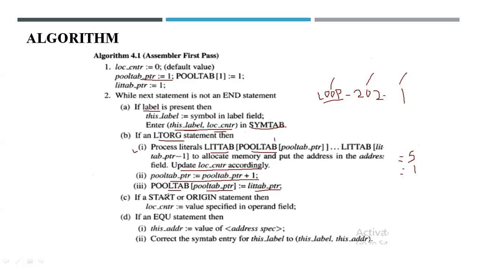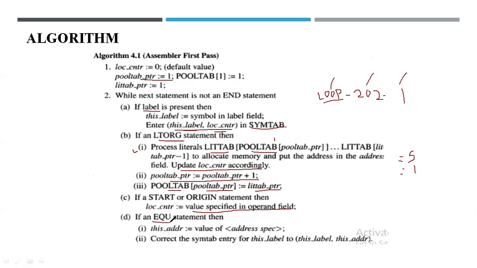Next is if a START or ORIGIN statement. START and ORIGIN are the two statements which will give a new value to the location counter LC. So LC is initialized with the value given by the START or ORIGIN.